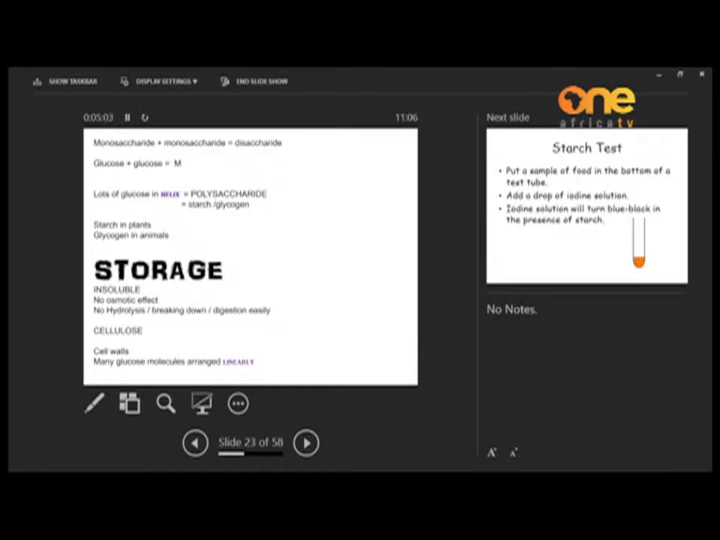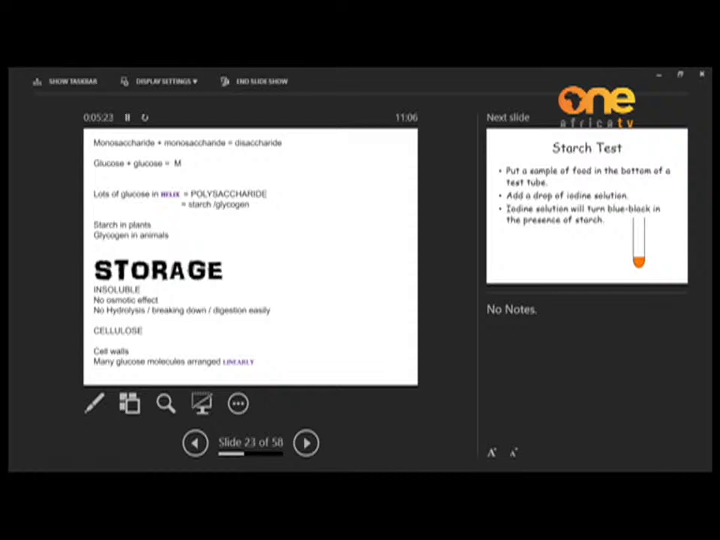So if something digests easily, I will not store something in something that's breaking down. I will store something in a large molecule that will not break down, that will not cause osmosis, that will not dissolve in water. That is a good storage material.